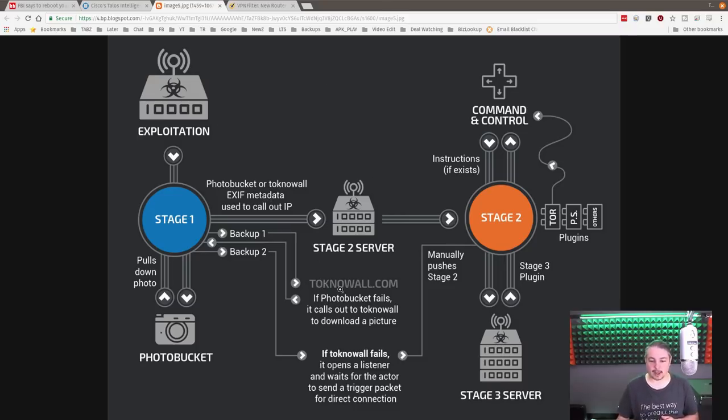It was toknowal.com and PhotoBucket. If you don't recall PhotoBucket from the days of MySpace, I guess it's still around. I didn't realize that, but it was a place where you could share photos and things like that. But in a very clever twist, it's able to take a photo that looks like an image, and essentially it's using something like steganography to pull details out of that photo to get some of the stage one information and what it should be doing for the attack server.